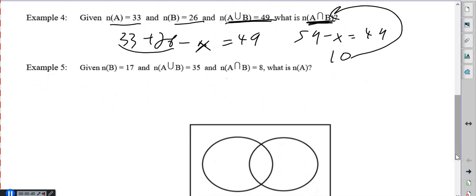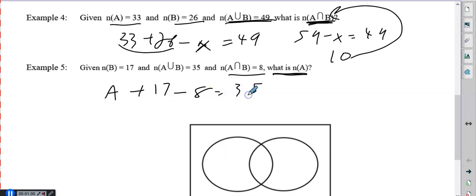Okay, example 5. Notice this time we're asking for what's in A. We're actually not going to need the box in this one. So we don't know A, so we'll call it X, plus 17 minus the overlap of 8 equals 35. Well, that's X plus 9 equals 35, 17 minus 8. Subtract 9 from both sides, and the number of A is 26.